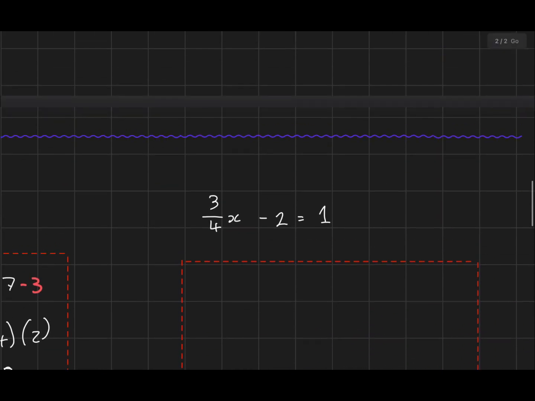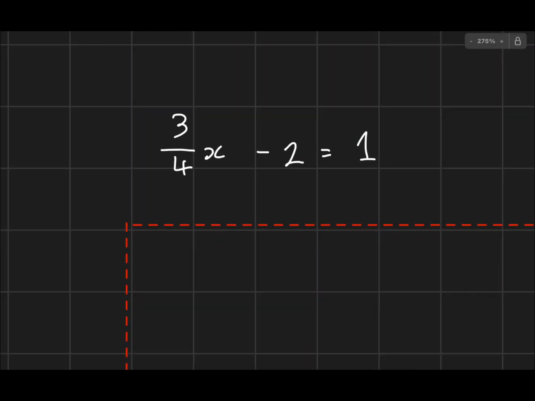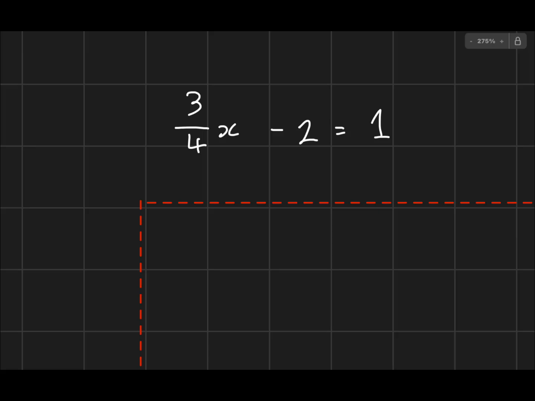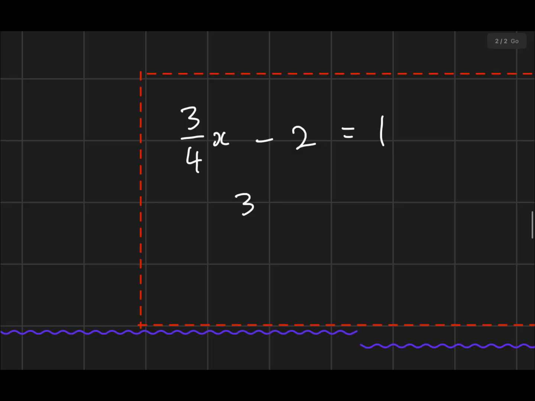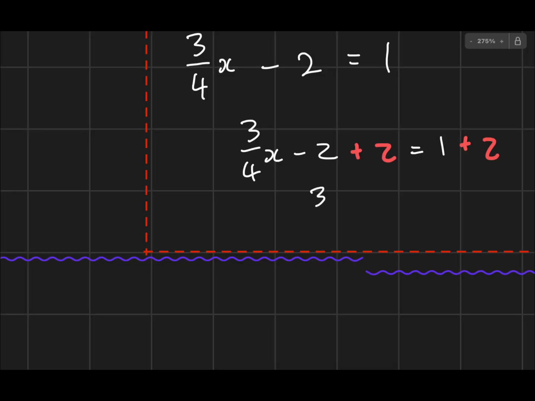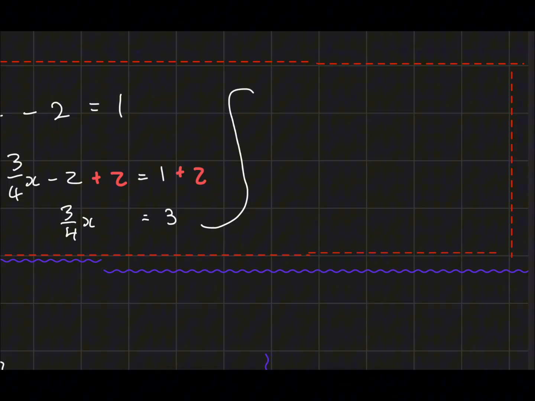Here's another example. 3 over 4x minus 2 is equal to 1. Again, we're following reverse BEDMAS. We have to use this. 3 over 4x minus 2 plus 2 is equal to 1 plus 2. The negative 2 plus 2 cancels out here, becomes 0, and this becomes 3. You can use an arrow to show that we're continuing the problem.